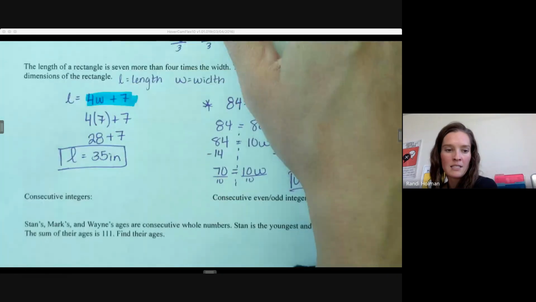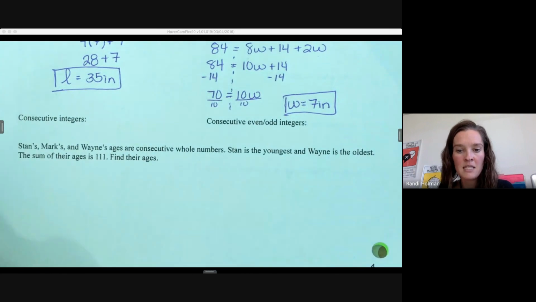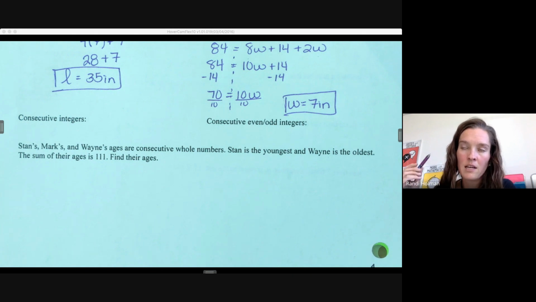Last one, we're going to look at some integers and consecutive numbers. Consecutive means that happens one after each other. So if you have consecutive integers, you're looking at 3, 4, 5, 7, 8, 9, 10. Those are all consecutive integers, one after the other. Consecutive even or odd, you're looking at just the evens or just the odds. So 2, 4, 6, 8, or 27, 29, 31.